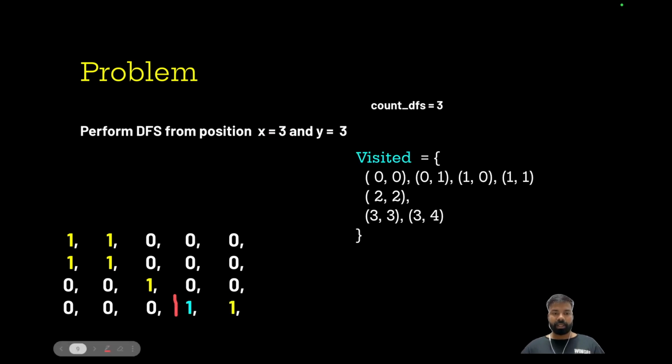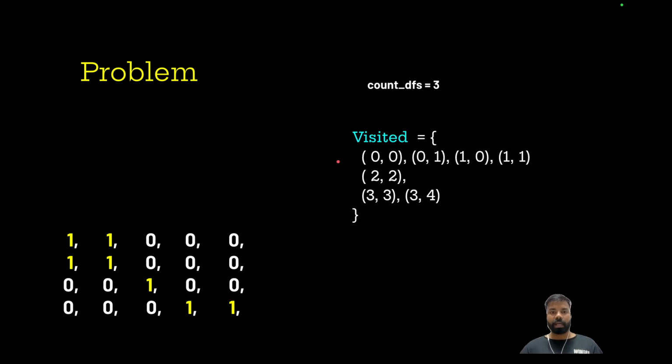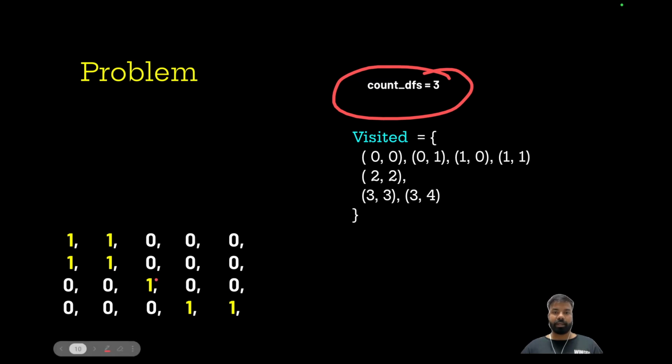In the next DFS call, we will be performing DFS from position x equals 3, y equals 3. And these are the two different nodes that will be covered in this one. So we are adding them to the visited set, and we are also incrementing the count DFS to 3. Finally, we are done traversing through the complete matrix, and our algorithm is done, and we performed DFS a total of 3 times. So the number of islands is 3, and that is our answer.